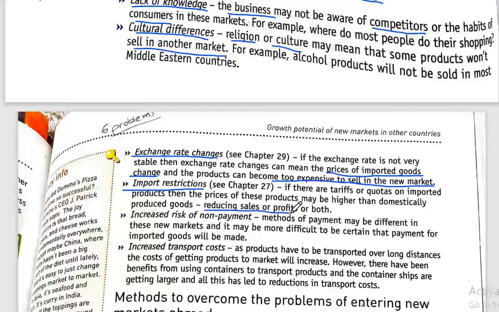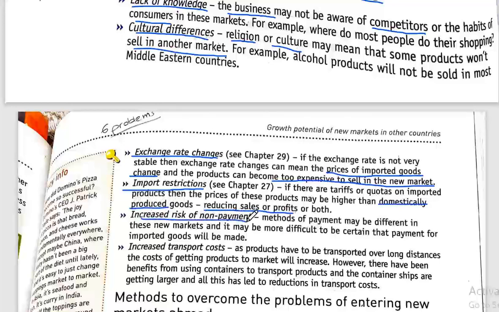So I must make sure that there might be a problem when it comes to importation. I have to pay a lot of taxes to import products, so it's going to be really expensive for me to go to a foreign market, so they might stick to domestically produced goods.